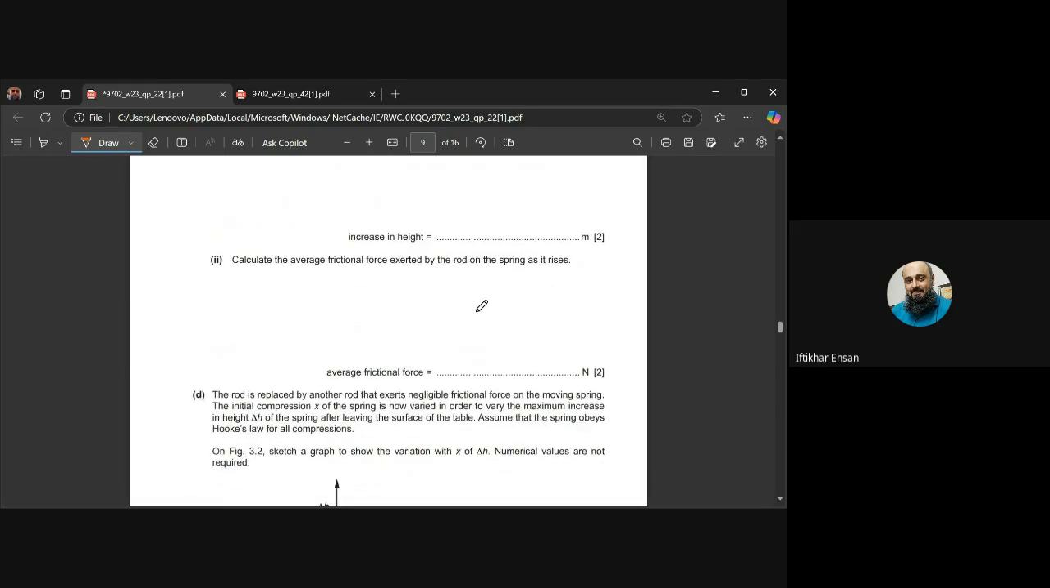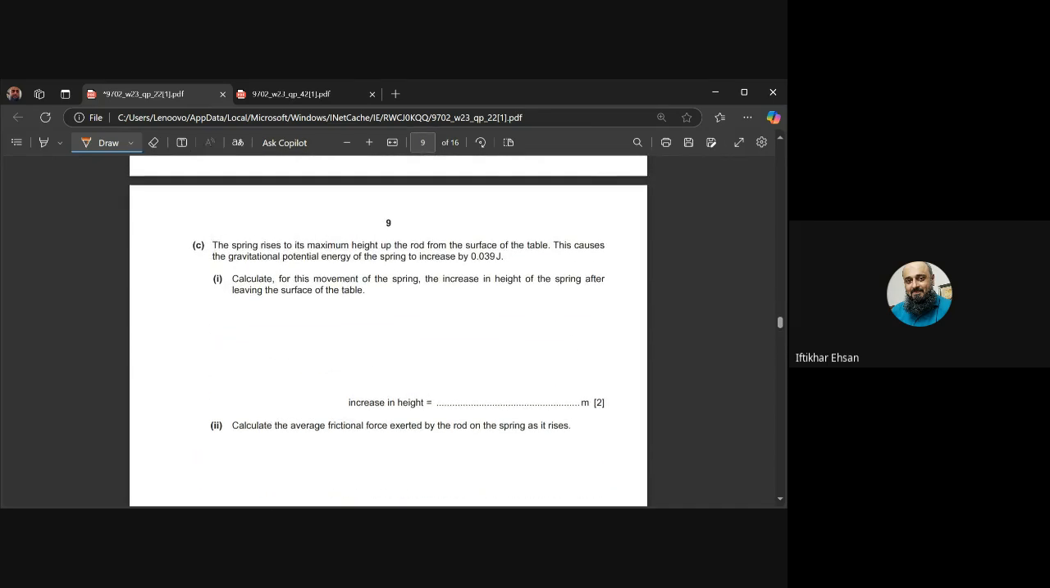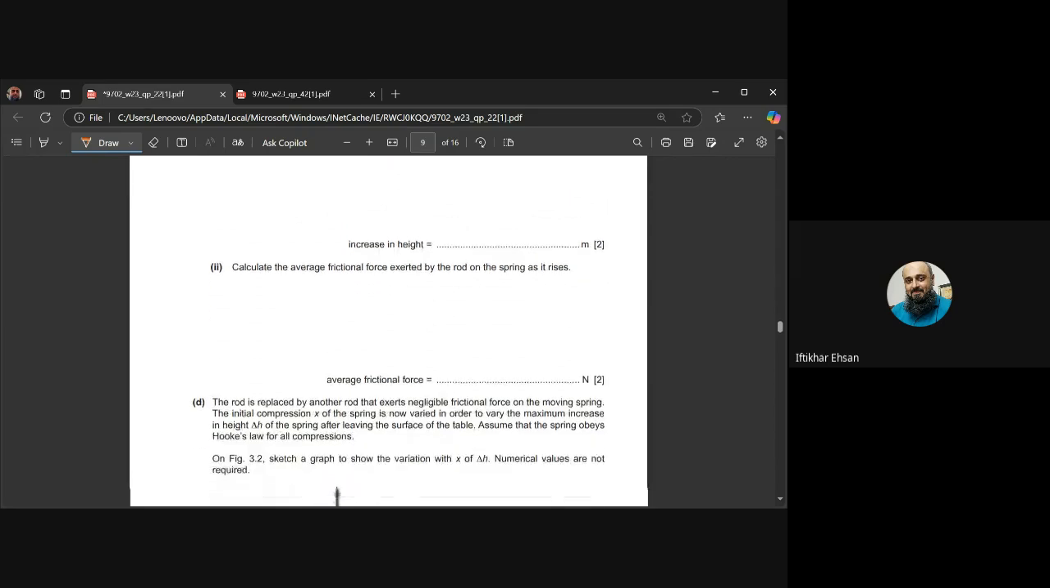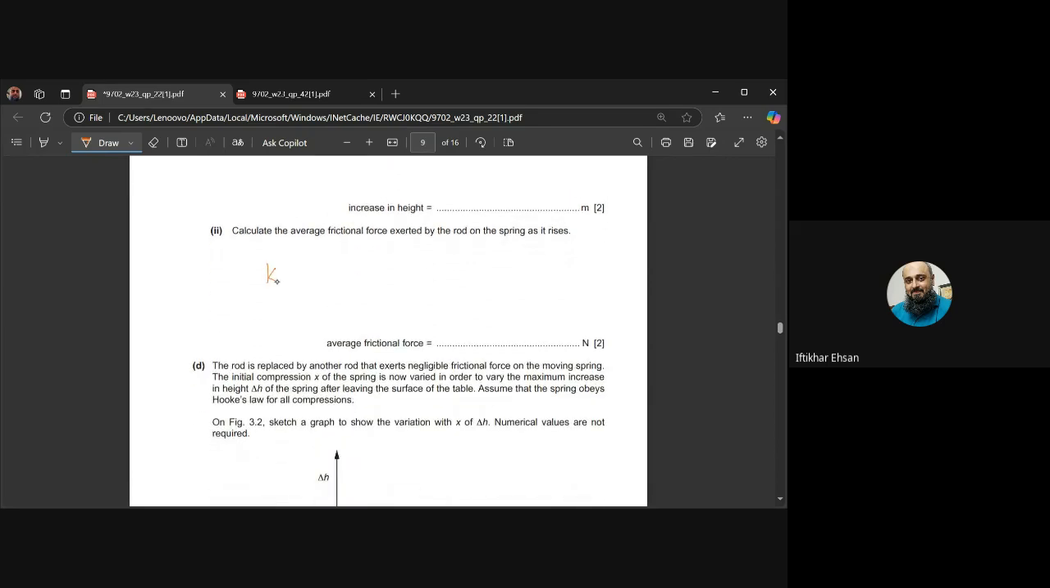Calculate the average frictional force. Okay, this was the better part. The loss in kinetic energy will be equal to the gain in gravitational potential energy plus work done against friction. And work done against friction is frictional force multiplied by the height. Okay, this is the part you were asking.